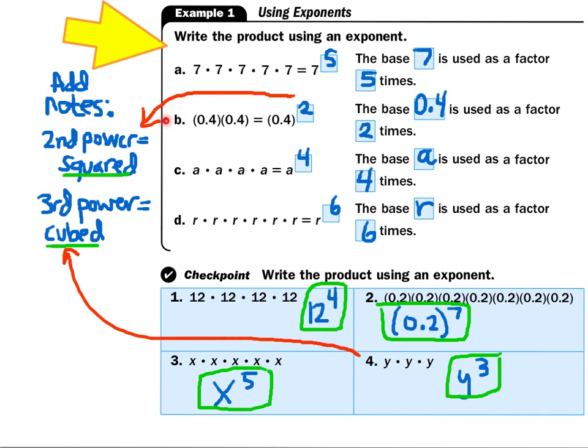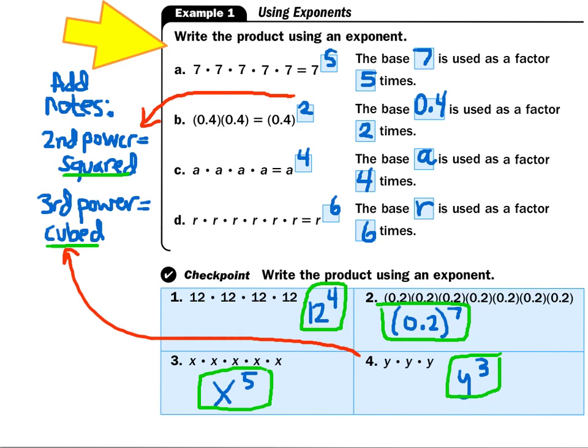Take a look at B. This time, notice how they're using the parentheses. Whatever is inside the parentheses is our base. So I write 4/10 as our base, and since they wrote it twice, I write it to the 2nd power. Look at C, and notice how they wrote the letter A 4 times. So A is our base, and 4 is our exponent. And then look at letter D. R is the factor that they're writing, and they wrote R 6 times, so it's R to the 6th power.